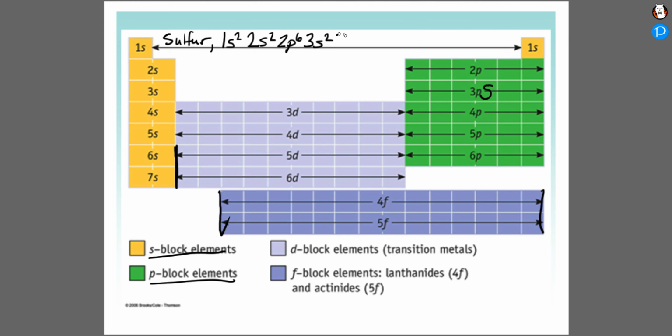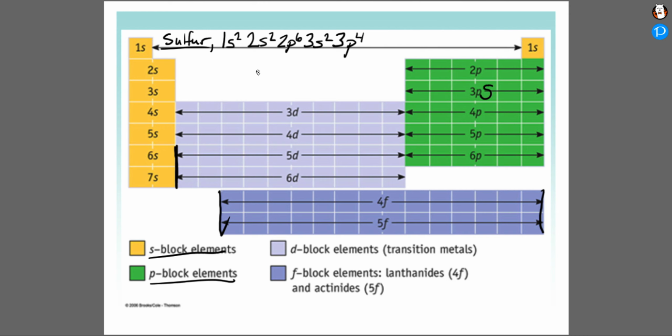So now I'm going to go 3p and then count how many it takes to get to that spot. So 1, 2, 3, 4. And so that would go here, meaning I've got 4 electrons in that 3p sublevel. And that would be the electron configuration for sulfur.